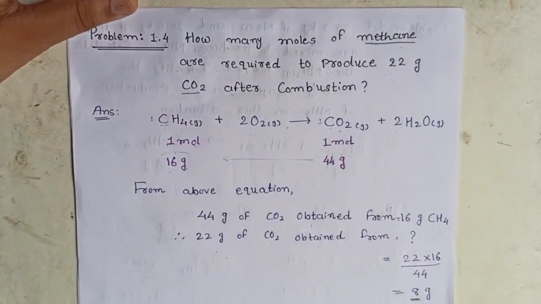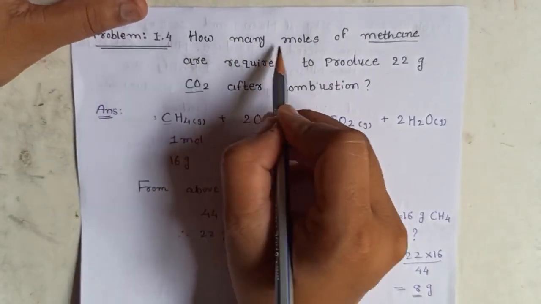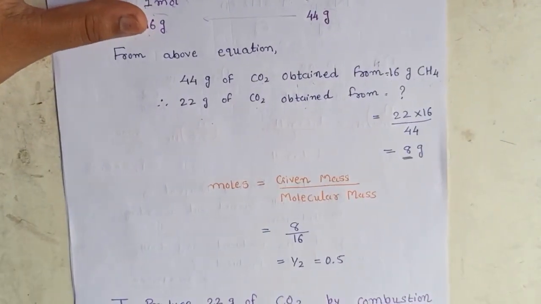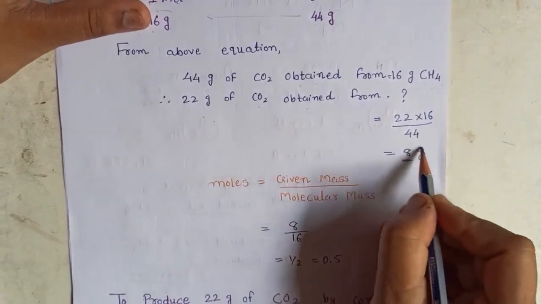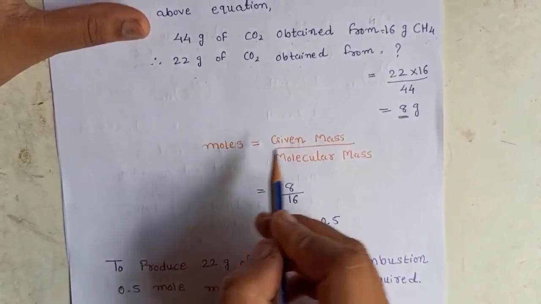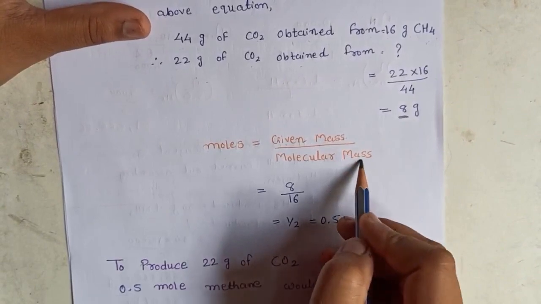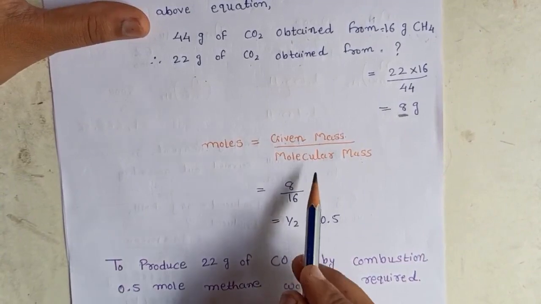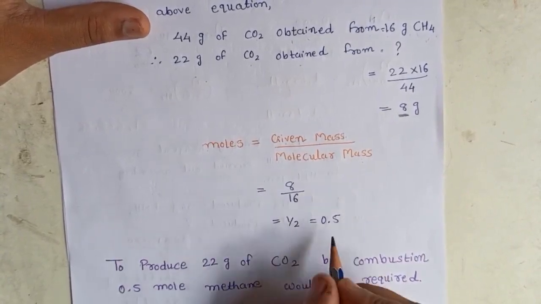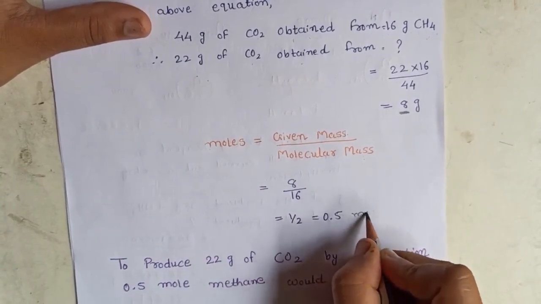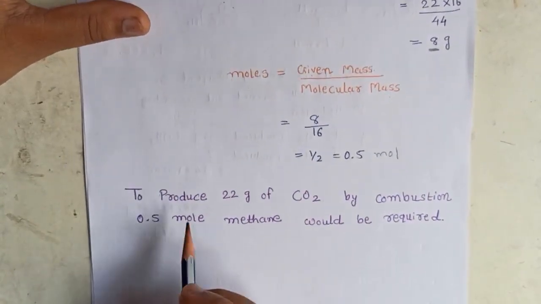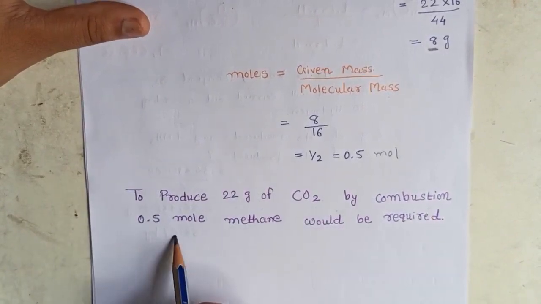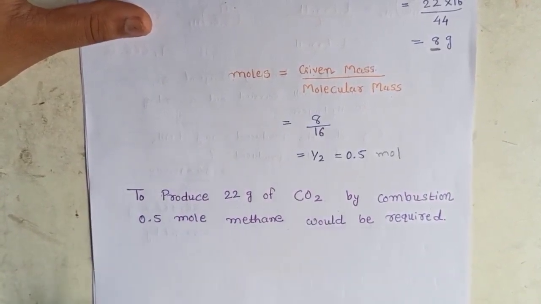Now, as we read in the question, we have to find out the moles of methane, and we got the gram of methane. So we have to convert that gram into moles. The moles equal the given mass divided by the molecular mass. So the given mass is 8 and the molecular mass of methane is 16. So you will get 0.5 mole of methane. Means to produce 22 gram of carbon dioxide by combustion, 0.5 mole methane would be required.